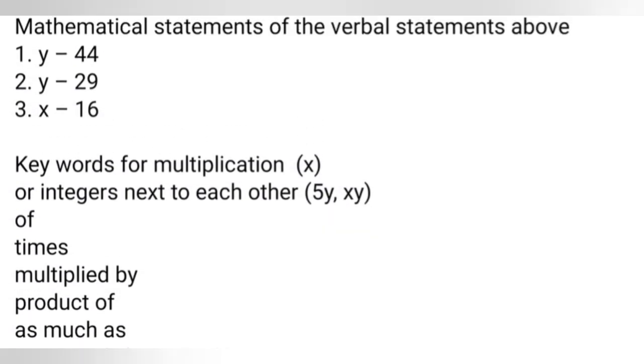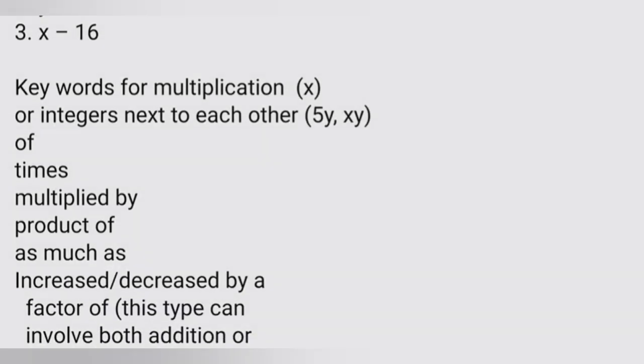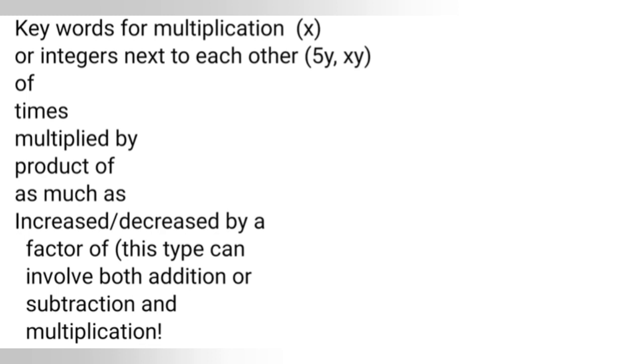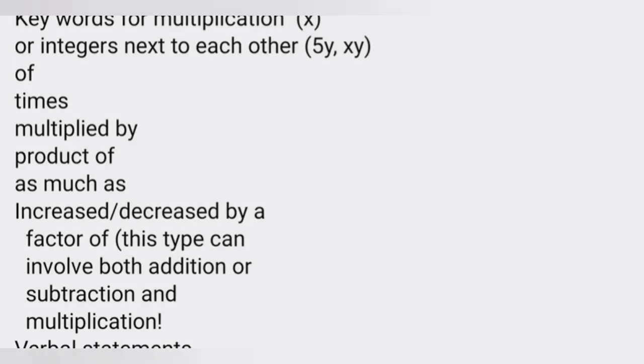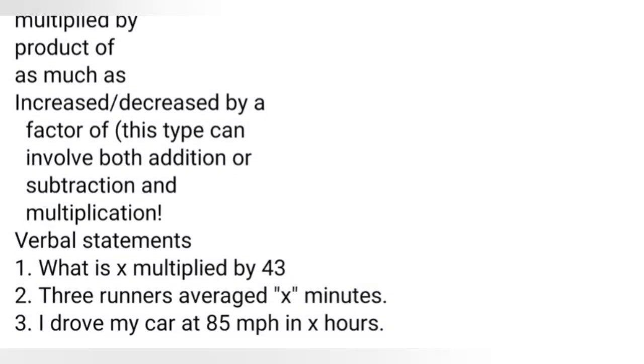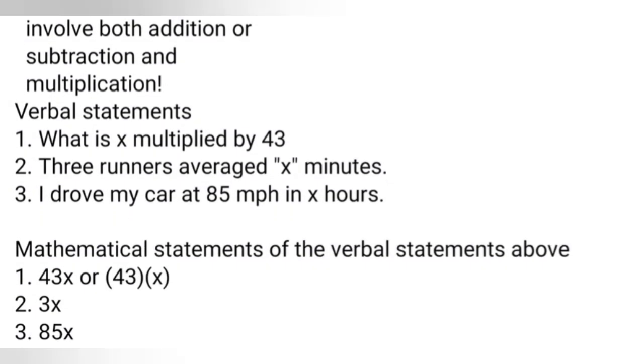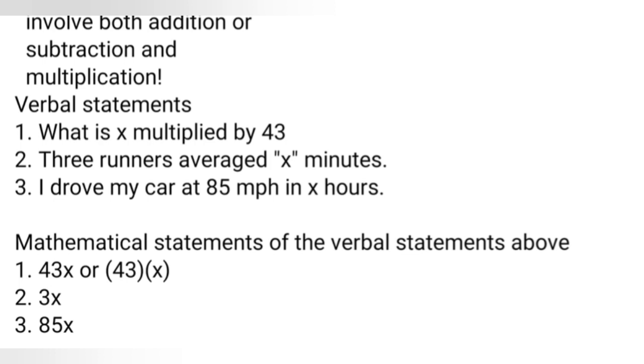Keywords for multiplication, or integers next to each other, like this one. So we say of, okay? Times, multiplied by, product of, as much as, increased or decreased by a factor of, okay? And yeah, examples. What is x multiplied by 43? So that's 43x. Okay? And 3 runners average x minutes. So that's 3 times x or 3x. I drove my car at 85 miles per hour in x hours. So that is in 1 hour, 85 miles. So there are x hours. So that's 85 times x.